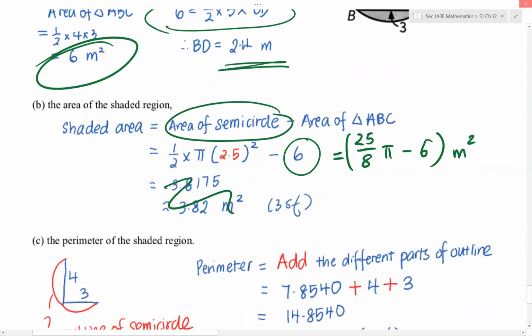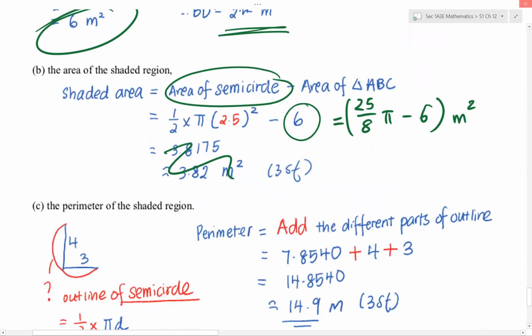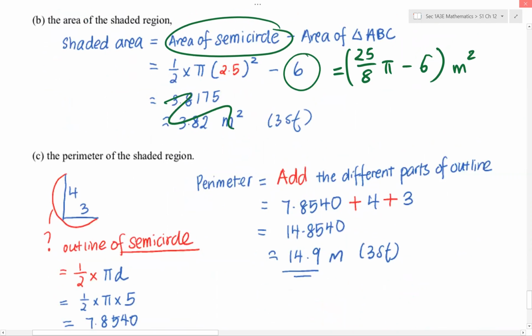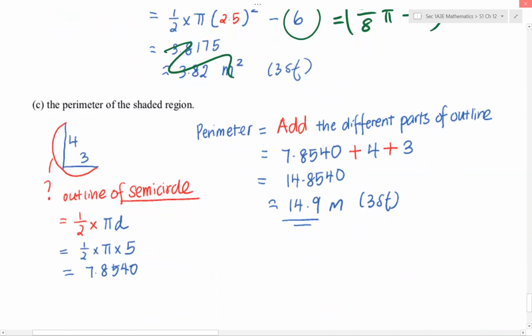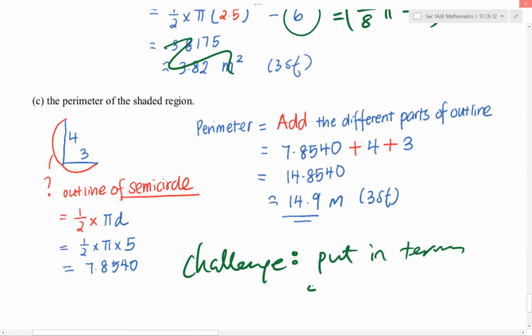So perimeter of the shaded region. And I think you can do it by yourself already. Everything else the same. Add the different parts together. Then just challenge, put in terms of pi. Okay, do it by yourself.